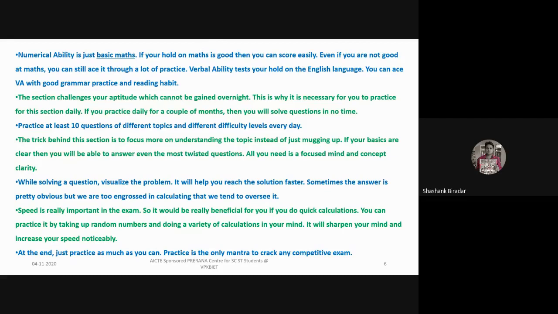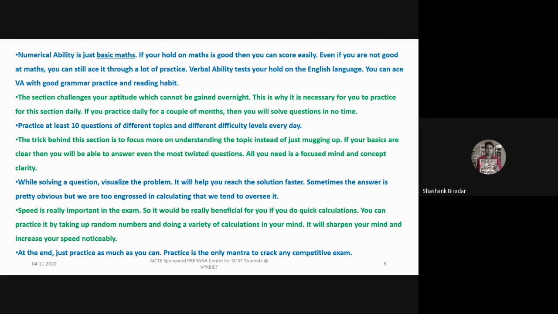The first thing required to solve a general aptitude question is to understand the question first. What has been asked? You should not make a hurry. While reading, if you misinterpret the question, it would be very difficult to score even on the easiest question. So understanding the question is very, very essential. While solving, visualize the problem first. It will help you reach the solution faster, because you have to attempt 65 questions in 180 minutes. Some questions require many steps and a lot of calculation, so reserve time for those questions.